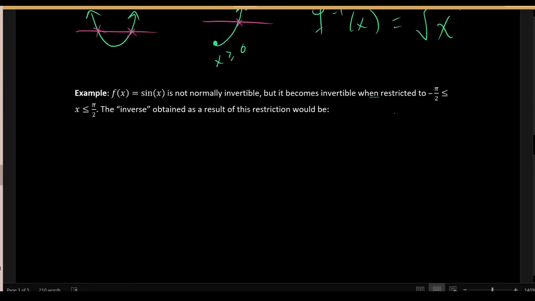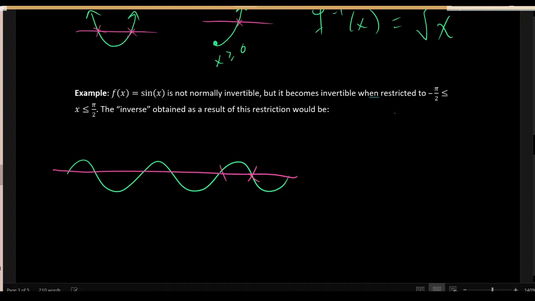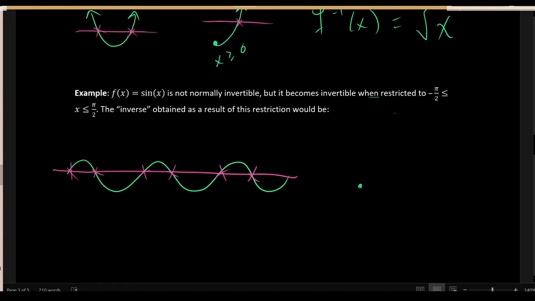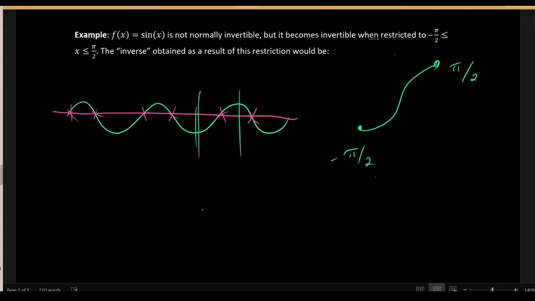Likewise, a function like sine of x, because it has this sinusoidal periodic behavior, fails the horizontal line test in a dramatic way. Any horizontal line would cross this graph in infinitely many positions. So the idea is only to consider x's from -π/2 to π/2. Now your graph does pass the horizontal line test, so this function is invertible, and we call f inverse of x arcsine.